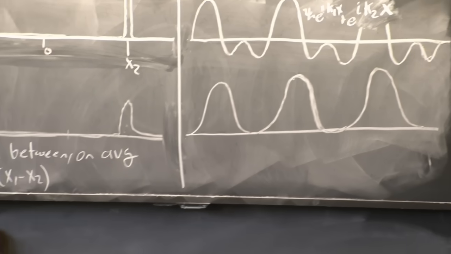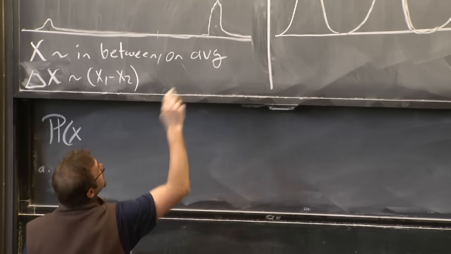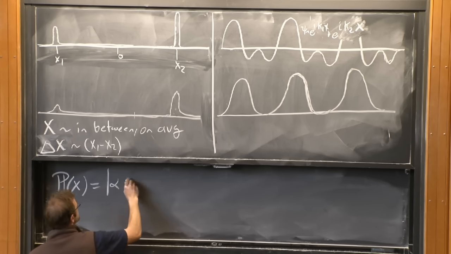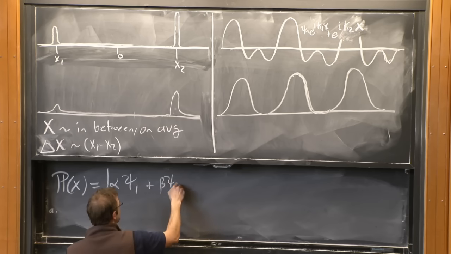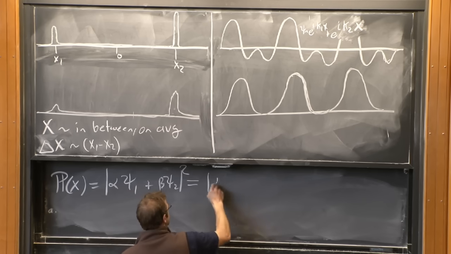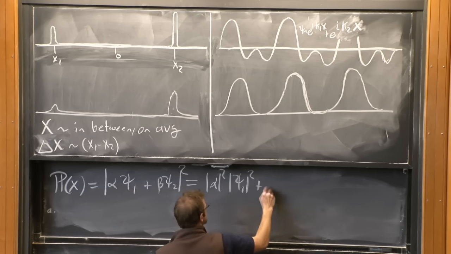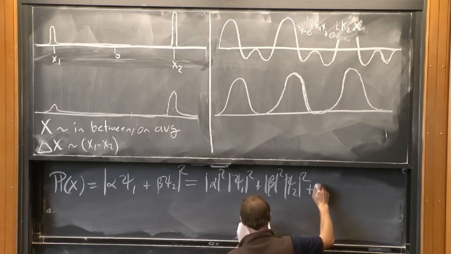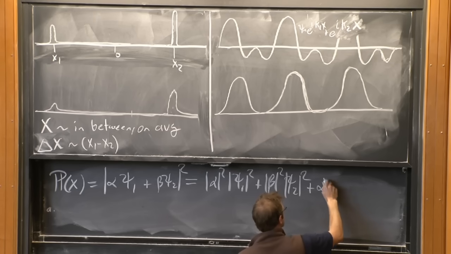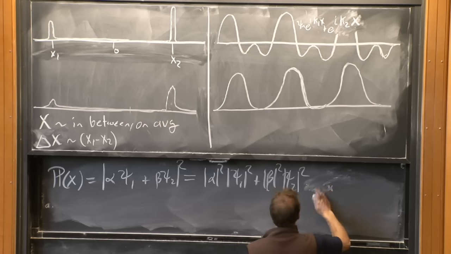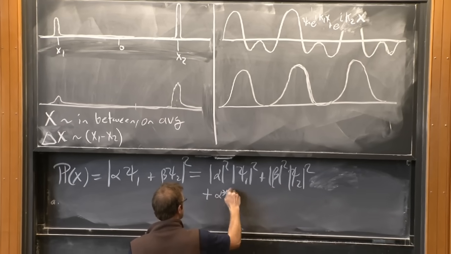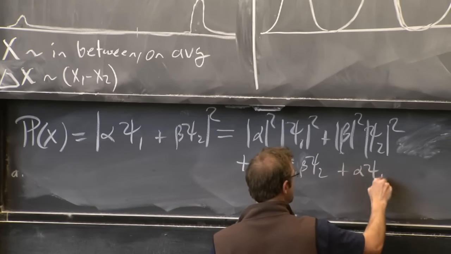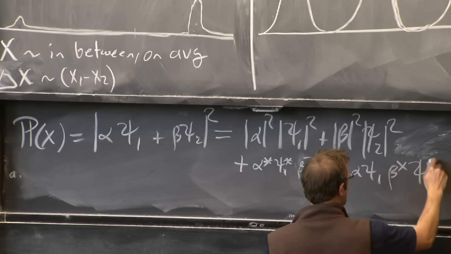Note that the probability in our superposition of psi1 plus psi2, which I'll call e to the ik1x plus e to the ik2x, is equal to the norm squared of the wave function, which is the superposition alpha psi1 plus beta psi2, which is equal to alpha squared psi1 squared plus beta squared psi2 squared plus alpha star psi1 star beta psi2 plus alpha psi1 beta star psi2 star, where star means complex conjugation.